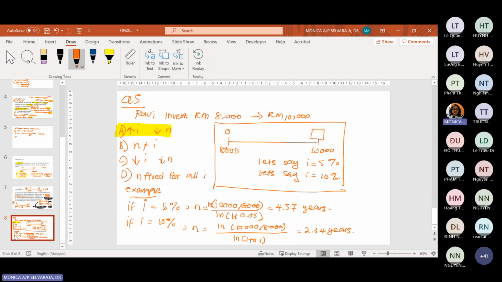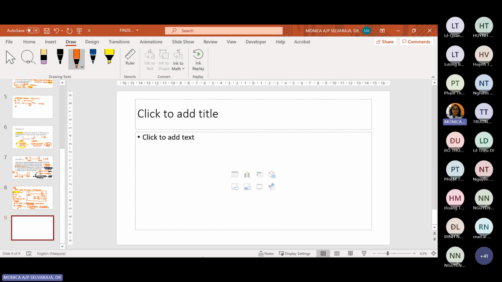Yes. So which is the better value? If you invest at 10%, the number of years will be less. So when your I increases, your number of years will decrease. So this is the answer. Question 5. Clear? You understand? Okay. Now, question number 6.